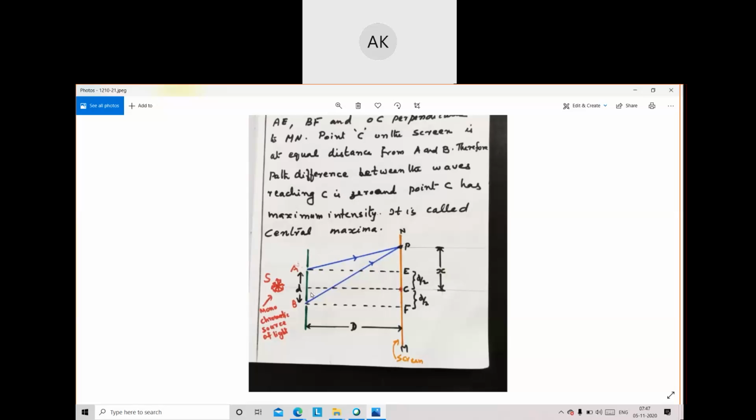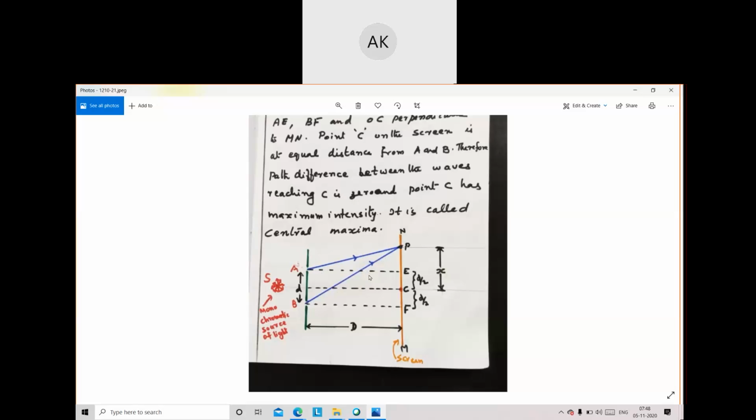Here you take a point P. See, this is at a distance capital D. Distance between the two slits and the screen is capital D. Distance between the two slits is small letter d. And the path of the wave is shown here with blue colored rays. Waves are not shown, only rays of light are shown. The wave from A reaches P by traveling a distance AP. The wave from B reaches P by traveling a distance BP.